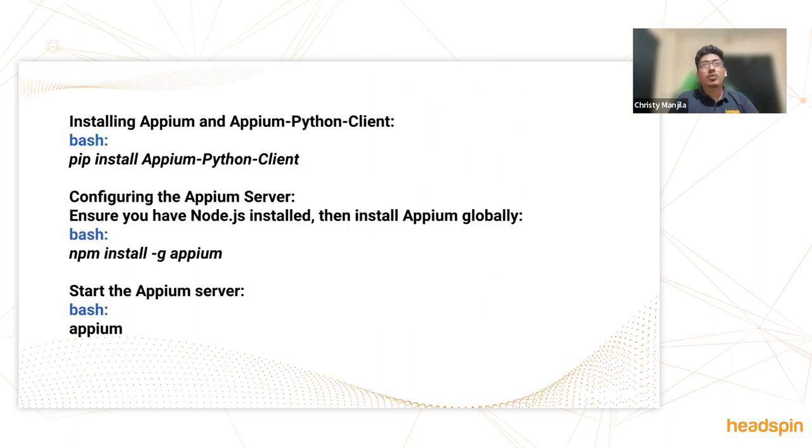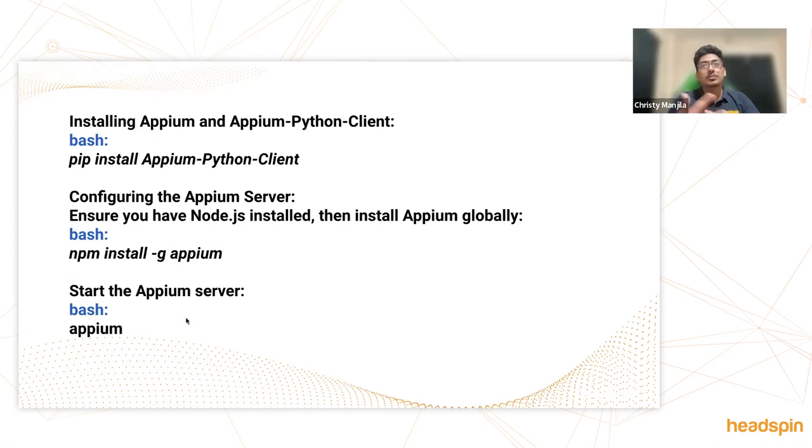Now, for someone that's using a MacBook or a Linux-based operating system, you can directly install the client by just typing in pip install Appium-Python-Client. Make sure pip is installed first. Then you can configure the Appium server by installing Appium using npm install -g appium. You also have to make sure Node.js is installed. These are prerequisites. And you can directly run the Appium server just by typing in appium.